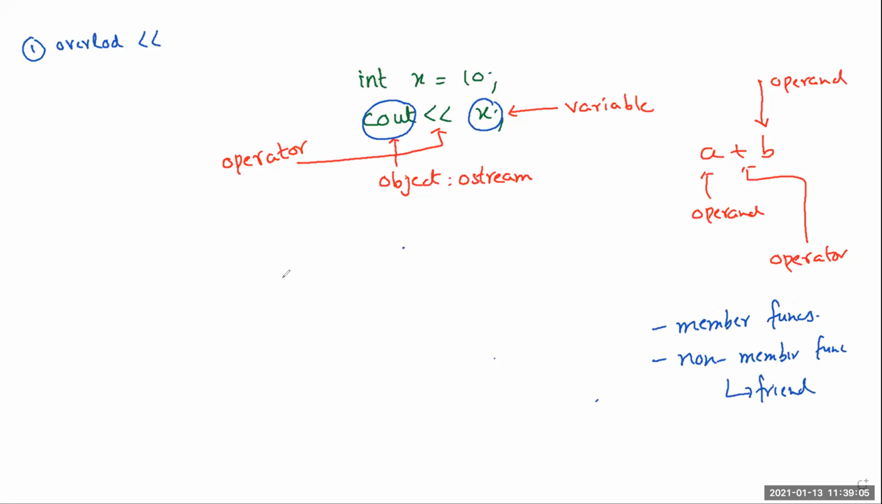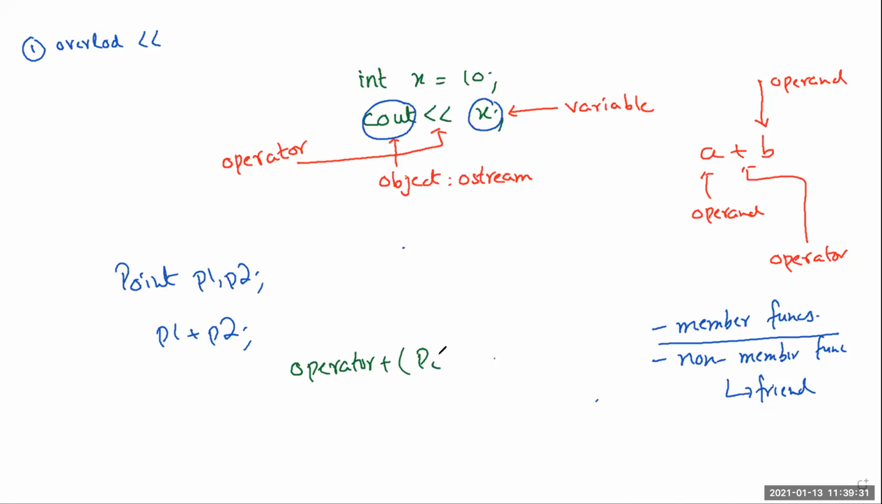Okay, so now let's see, suppose I have 2 points, point P1 and P2. And when I write P1 plus P2, okay, and I overload it using a member function. So when you do operator overloading in the member function, what you do, you will make a function. The name of the function would be operator plus. Okay, it will take 1 point as an input. Whatever is on the right side, it goes as an input. And whatever is on the left side, the function is called for that object, right?